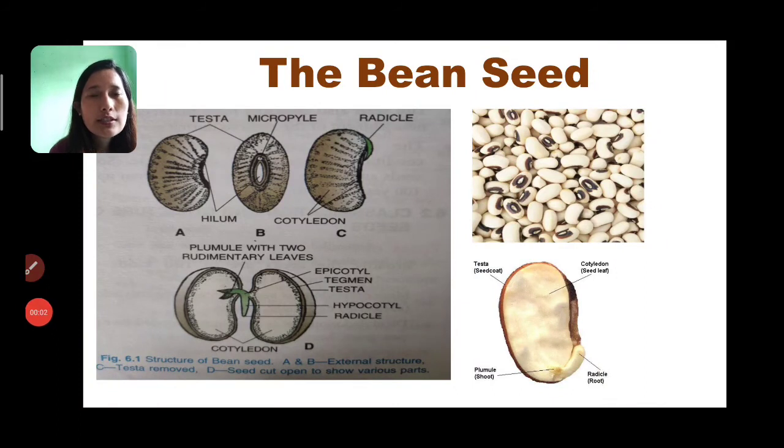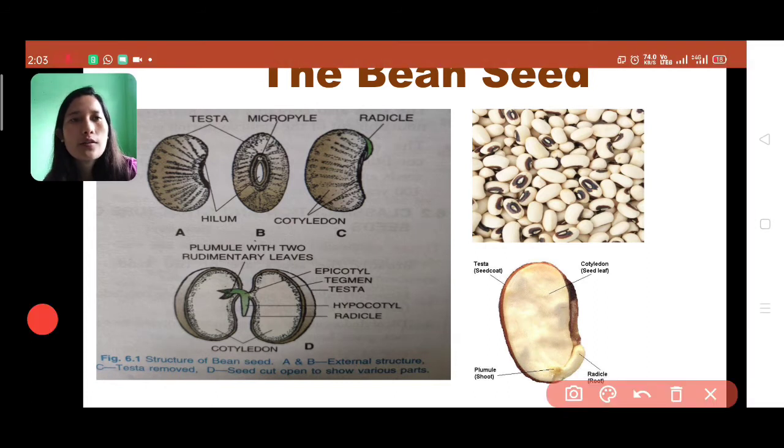Okay, now let us study the structure of dicot and monocot seed in detail. For dicot seed, we are taking bean seed as a study model. First, let us study the external structure of a dicot seed, that is bean seed. Like all seeds, dicot seeds are also protected by a seed coat. In a bean seed, you have a two layer seed coat. The outermost one is referred to as testa, and the inner layer is known as tegmen.